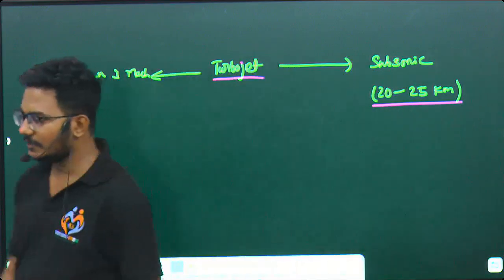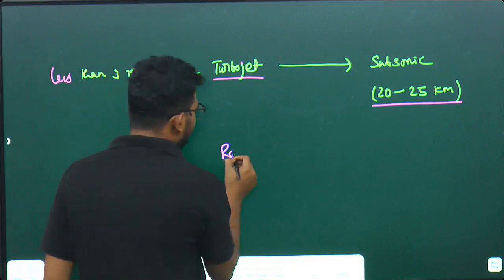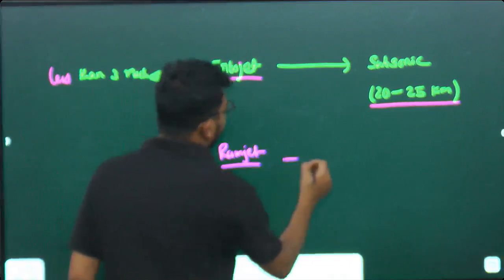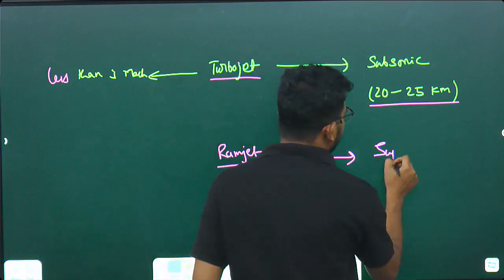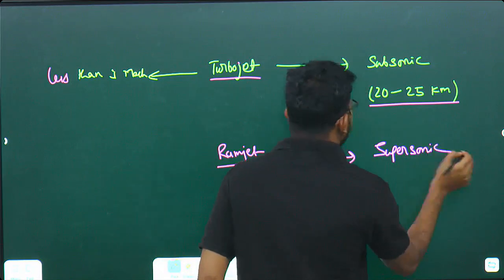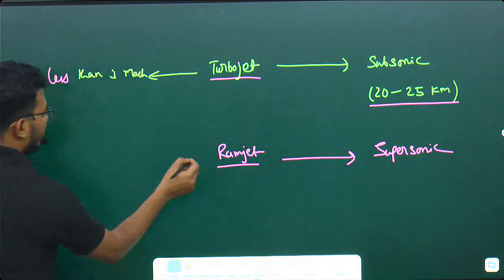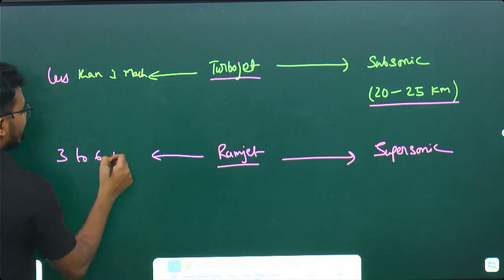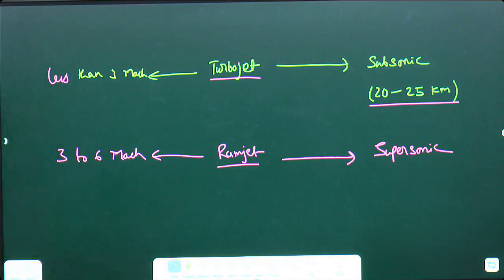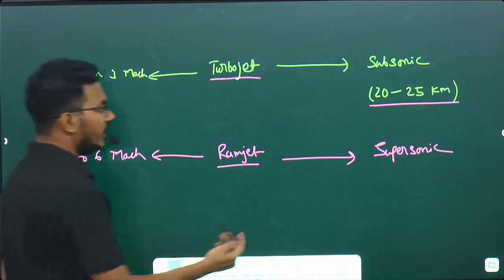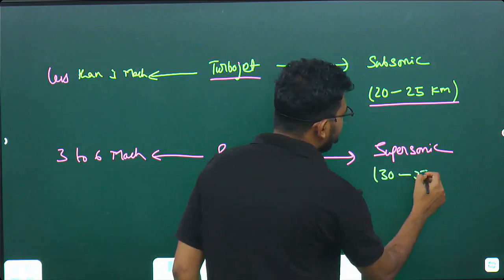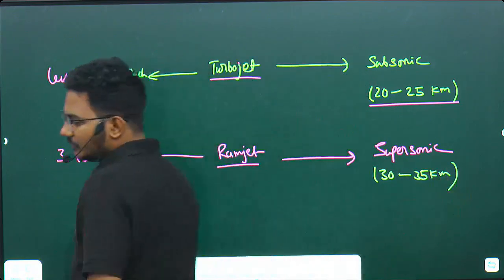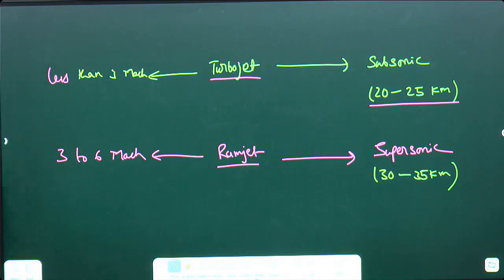Now second type, ramjet. Ramjet is supersonic. It will travel at a speed of 3 to 6 Mach. Here it will travel at an altitude of 30 to 35 kilometers.